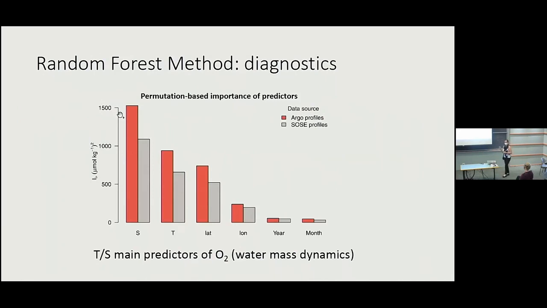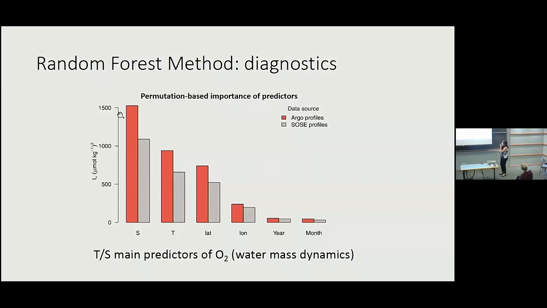Some diagnostics are also possible using this method. One I will show here is the permutation-based importance of the predictors. Basically, how much your result depends on each of these predictors. The vertical axis is the difference in mean squared error between predicting with the forest that you trained and doing a random permutation of each of these predictors. If the predictor doesn't matter at all, then it doesn't matter that you do the random permutation. You find low values of the quantity shown here on the vertical axis. These are micromole per kilogram squared.